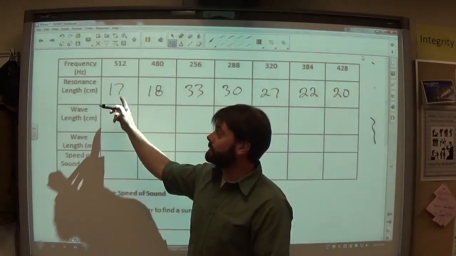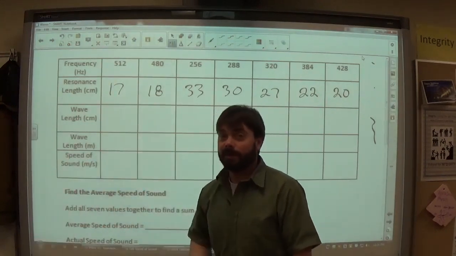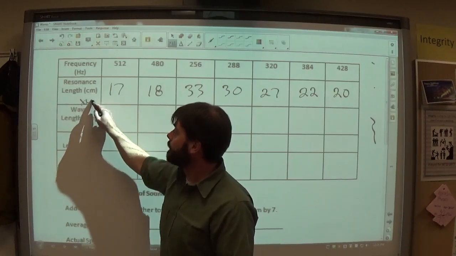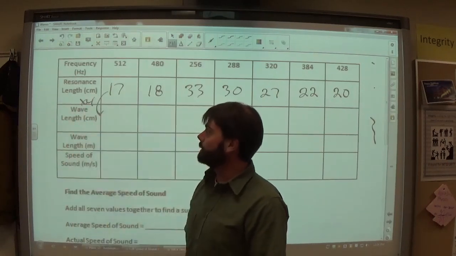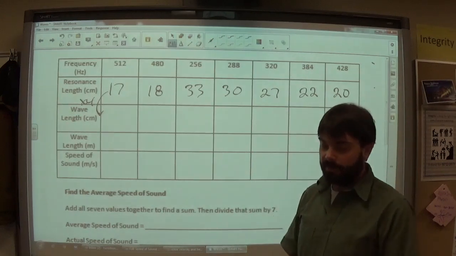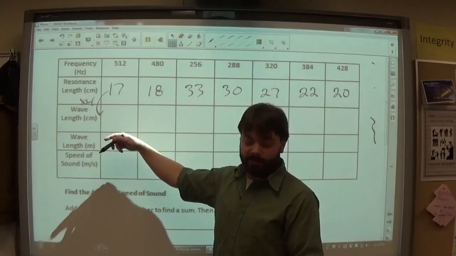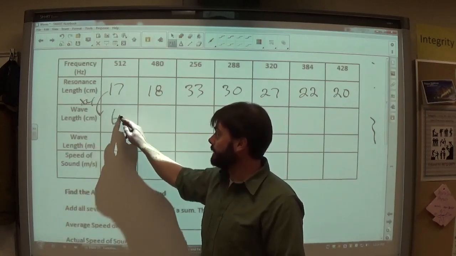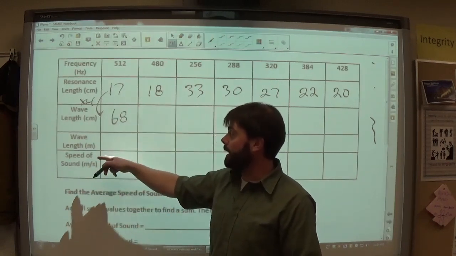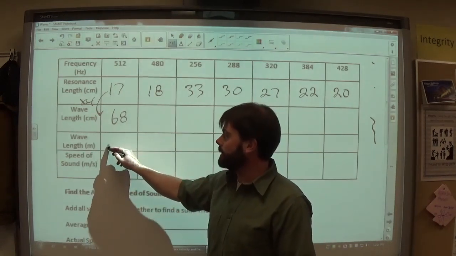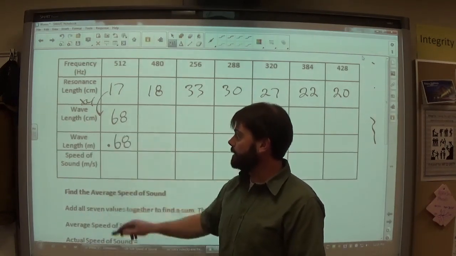These resonant lengths are 1/4 the actual wavelength. So you need to take this value and multiply it by 4, and then you can move them down here. For example, if we multiply the 17 by 4, you should get 68 centimeters, and then if we convert this to meters, you have to divide by 100, so this will give me 0.68 meters.